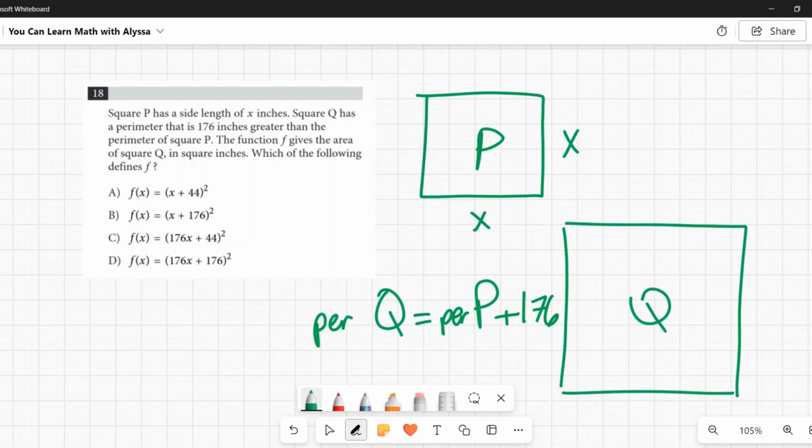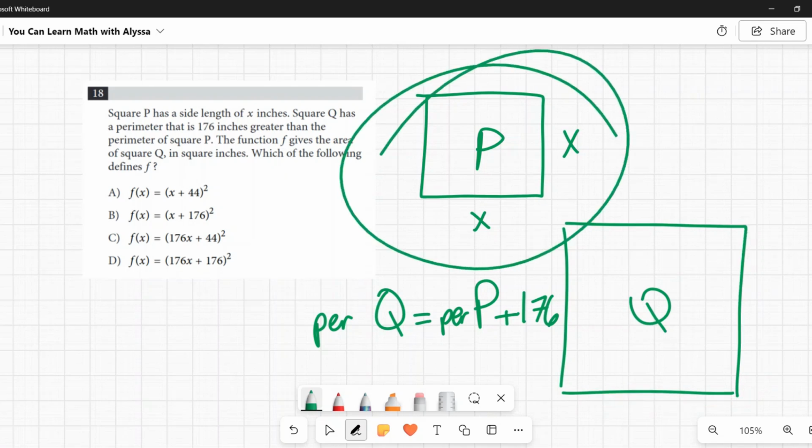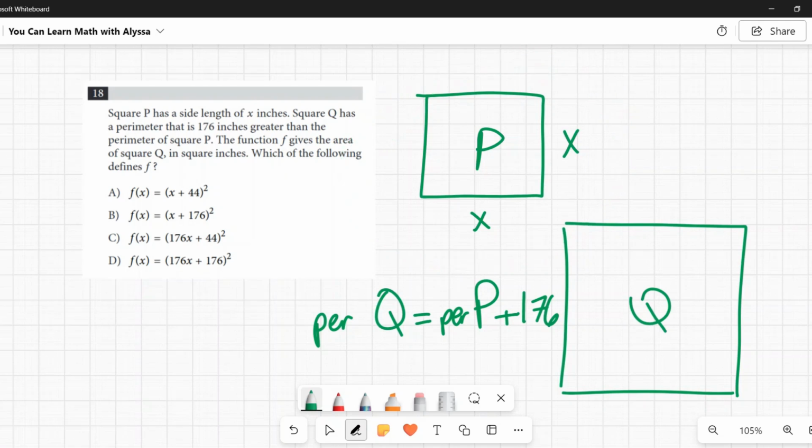All right, well, first let's figure out what the sides of Q are, because we need those sides to figure out the area, because it's going to be the side times the side. Well, if the side of P is x, what would its perimeter be? Each side is x. Perimeter is adding up those sides, or how much fence it would take to go around the square. There's 4 x's, x plus x plus x plus x. The perimeter of P is 4x.